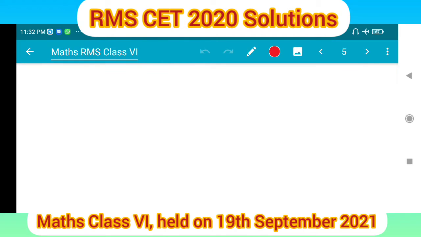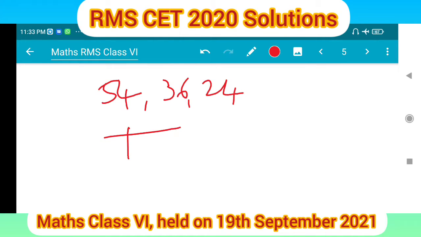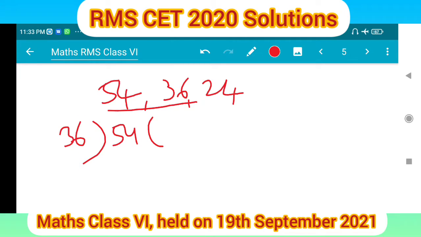What are the numbers? 54, 36 and 24. See how to do it. First number is 54. First, take any two numbers and find the HCF. 54 and 36. 36 once is 36. 54 minus 36 is 18.